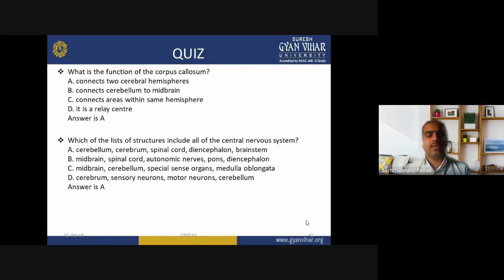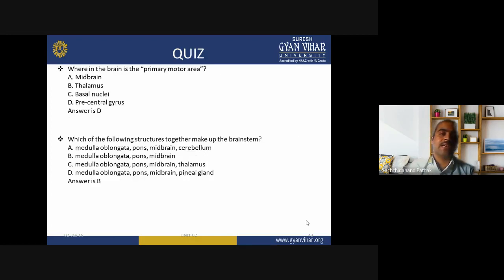So yes, these all are the parts of the brain, and the spinal cord is there. So yes, all the nervous system is covered here. Answer A is correct. Where in the brain is the primary motor area? It will be present in the midbrain, thalamus, basal nuclei, or precentral gyrus. So yes, precentral gyrus. Answer D is correct.